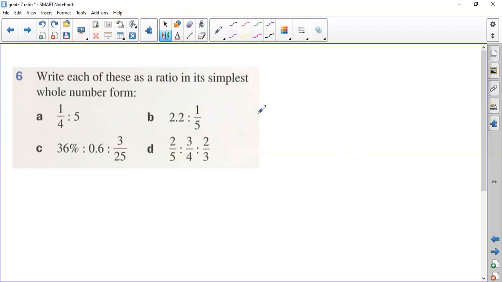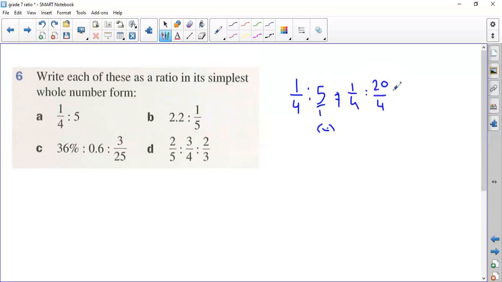Okay, so I have 1 over 4 to 5. So this one has denominator 1. If I think like this, can I make this one's denominator 4? Of course. Okay, so I can write this one as 1 over 4 to, if I enlarge this one by 4, 1 over 4 to 20 over 4.